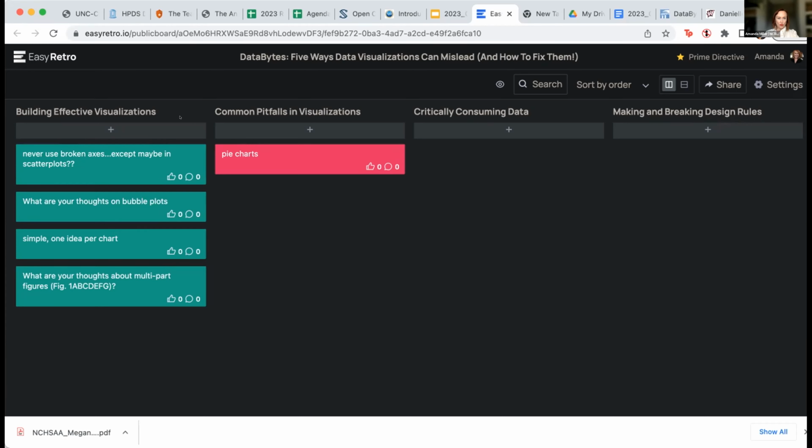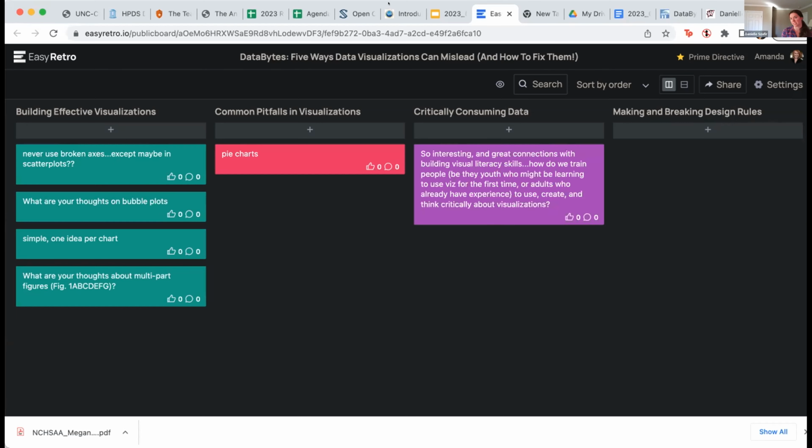Bubble plots, great question. So what are your thoughts on bubble plots? Bubble plots are beautiful graphs that are often used in really weird ways. So for folks who are familiar, what a bubble plot is, it's basically a scatter plot plus size, where you vary the size of the point according to a given data dimension.